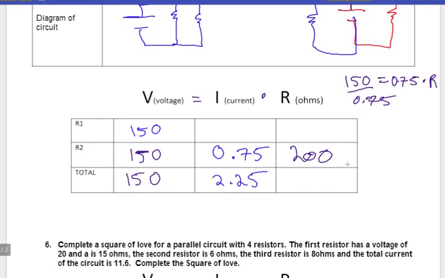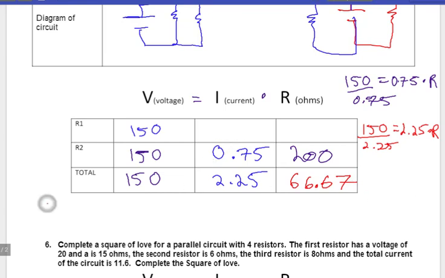Let's solve for R total really quick. So this time we have 150 volts as well, except our current is 2.25 and R is unknown. Divide 2.25 over to the other side, and we find out that our total resistance for this circuit should be 66.67.